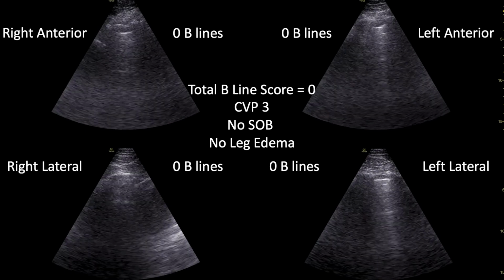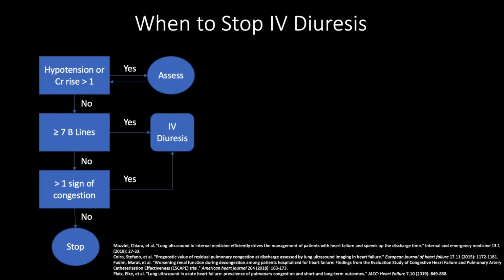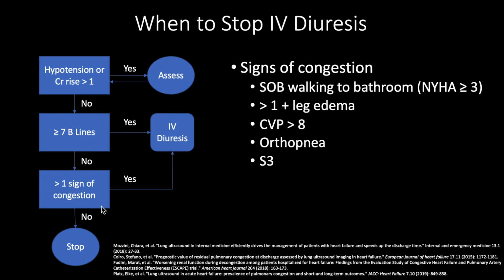So as we go back to our algorithm, he has less than 7 B lines, and does he have any signs of residual congestion? And he really doesn't. And these are the ones that I like to monitor. Shortness of breath walking to the bathroom. I'll let patients get away with a little trace edema, but more than 1+ is probably too much. High central venous pressure, orthopnea, which is nice to assess when you're laying them flat during the ultrasound. I see if they can tolerate that objectively. Always listening for S3s as well.